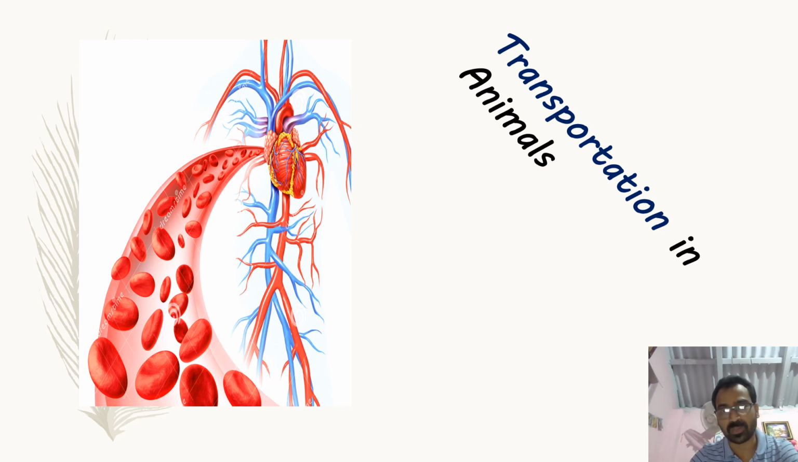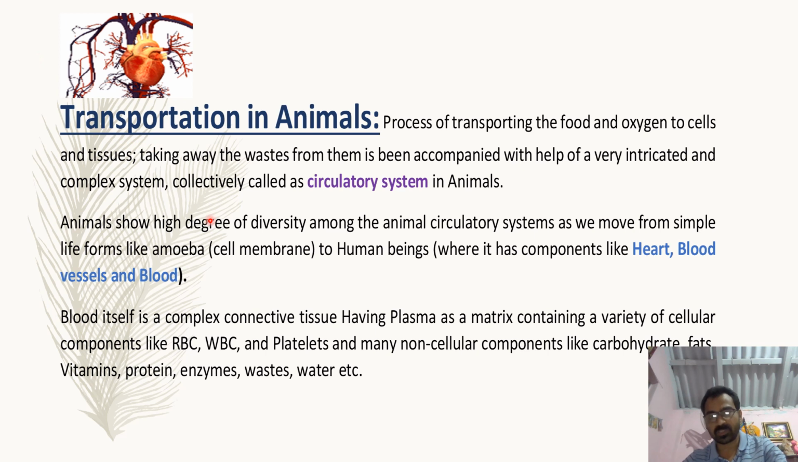Today we are going to start transportation in animals. The process of transporting food and oxygen to cells and tissues, and taking away the wastage from them, is accomplished with the help of a very integrated, complex system, collectively called the circulatory system in animals. So in animals, the transportation system is called the circulatory system.